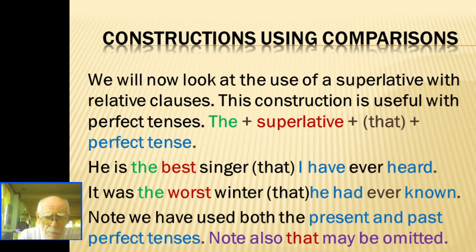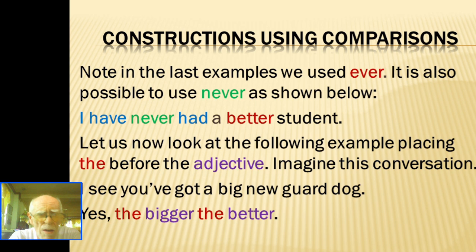It was the worst winter he had ever known. Note we have used both the present and the past perfect tenses. Note also that may be omitted. Note, in the last examples we used ever. It is also possible to use never, as shown below. I have never had a better student.